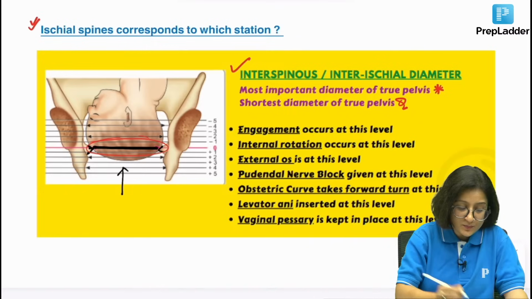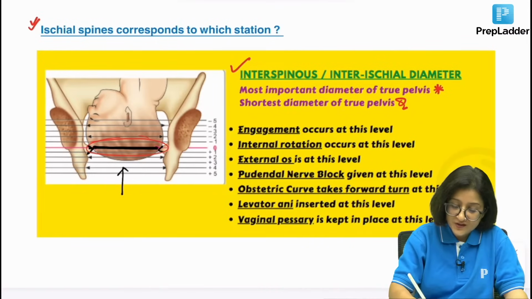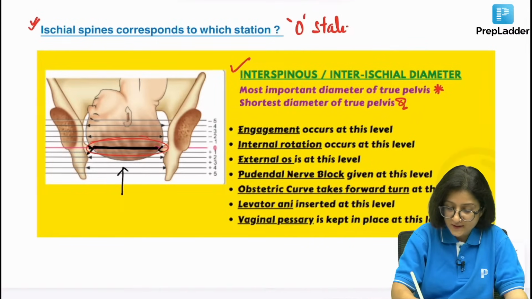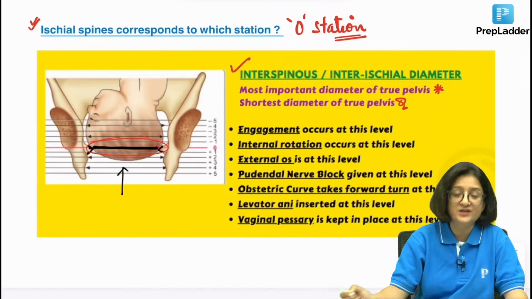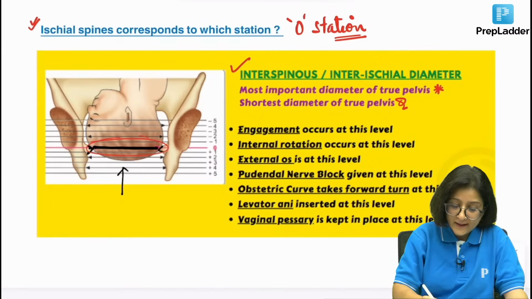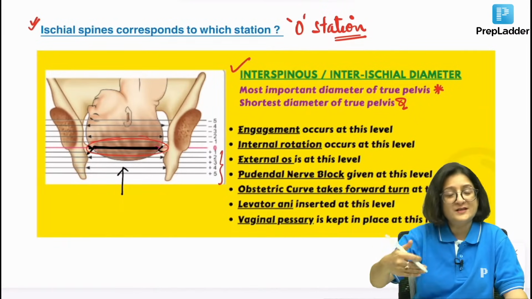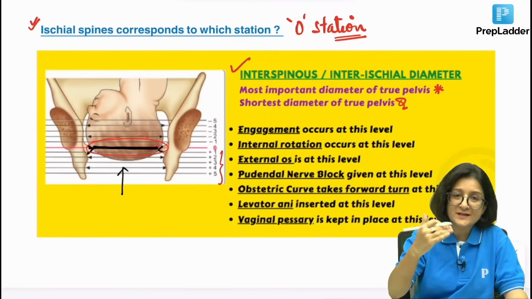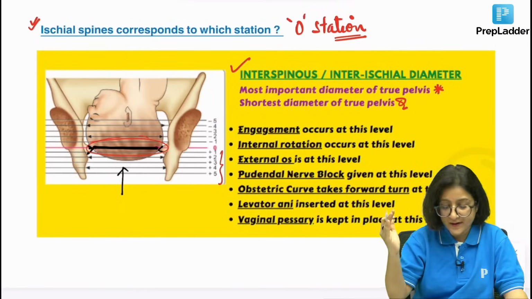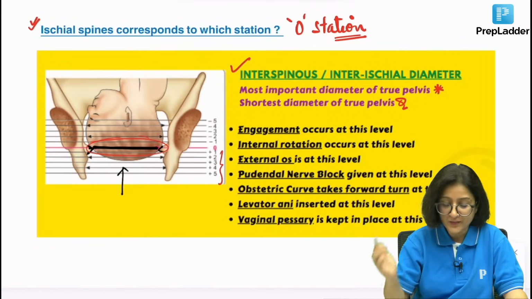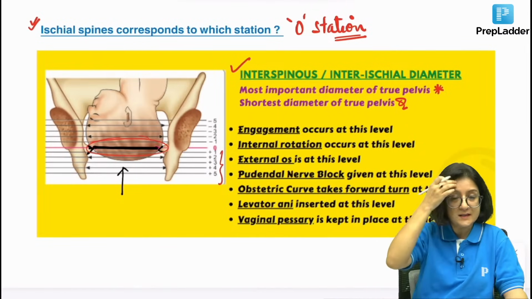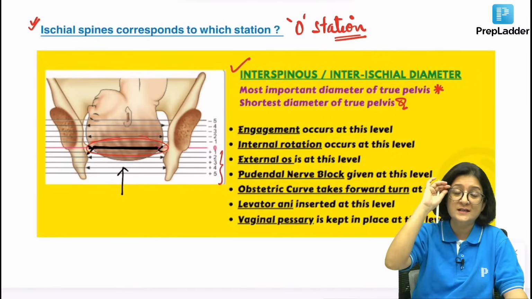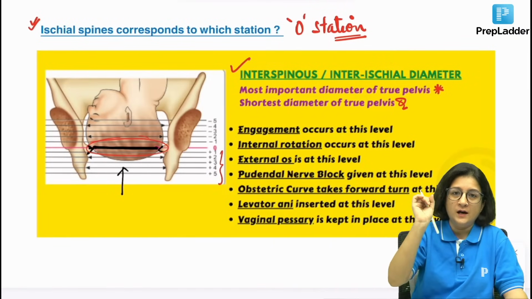And ischial spines correspond to 0 station. Ischial spine corresponds to 0 station, okay? When the head comes down below that, it is +1, +2, +3, +4, +5, right? And if it is above the ischial spines, it is -1 to -5 and so forth, okay? So there are some important pointers, a quick recall about this level of ischial spines.